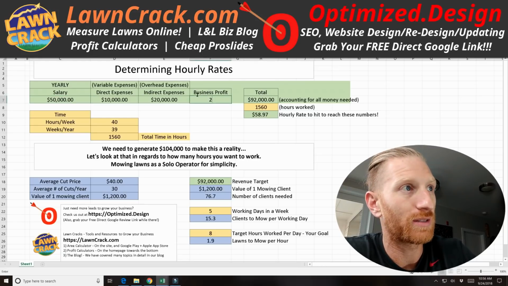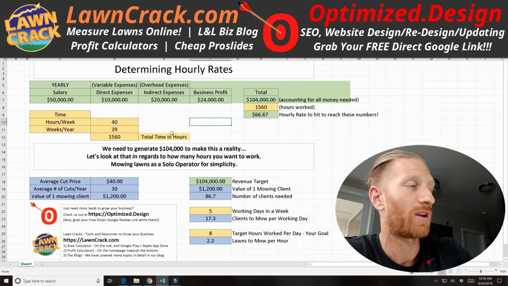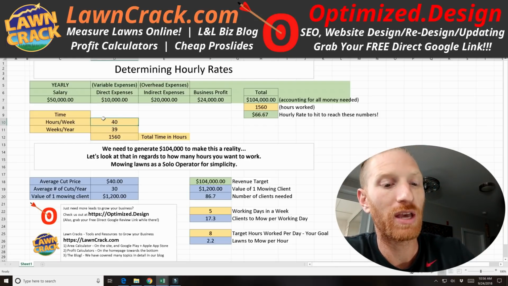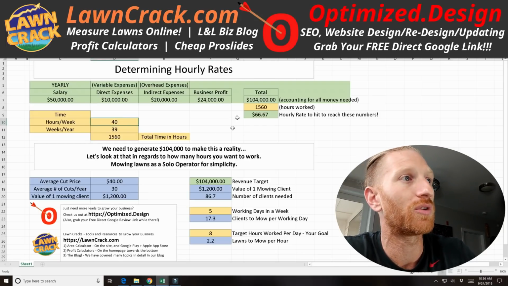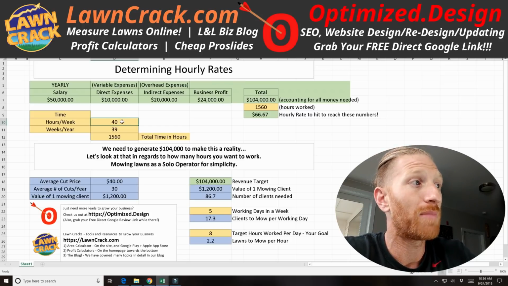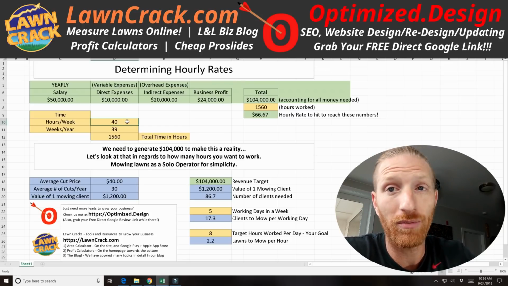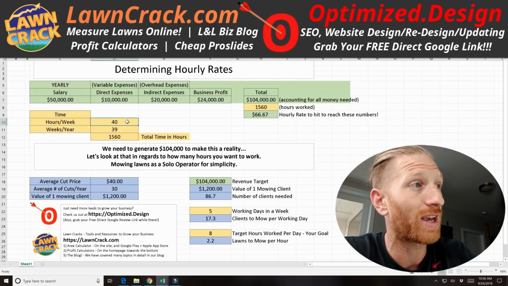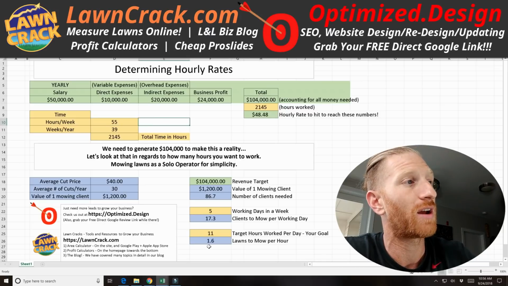We're not really trying to skimp out on this kind of stuff right here. Let's say you are willing to do this. If you could generate this, you are willing to work 55 hours per week. And maybe 55 hours per week could account for routing, invoicing, maintenance, all that kind of stuff. So let's throw that in there.